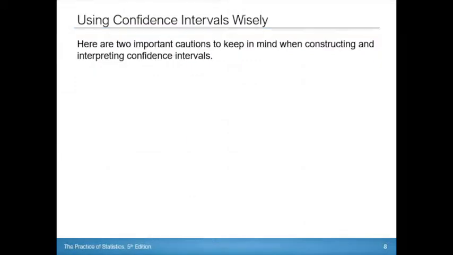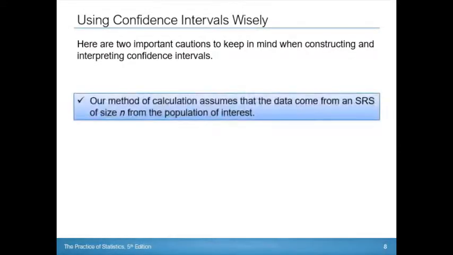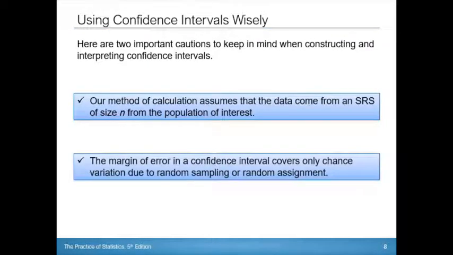All right, a couple last things here. There are two important cautions to keep in mind when constructing and interpreting confidence intervals. Our methods of calculating assume that the data come from a simple random sample of size n from the population of interest. So if you don't have a simple random sample, then you really can't be doing anything that we do in this chapter. The margin of error in the confidence interval covers only chance variation due to random sampling and random assignment if we're going to do an experiment.